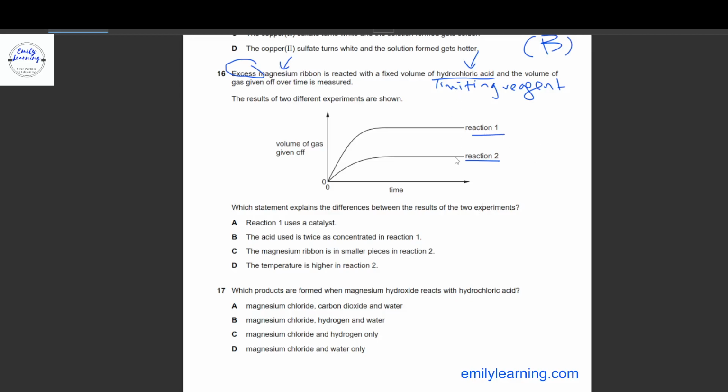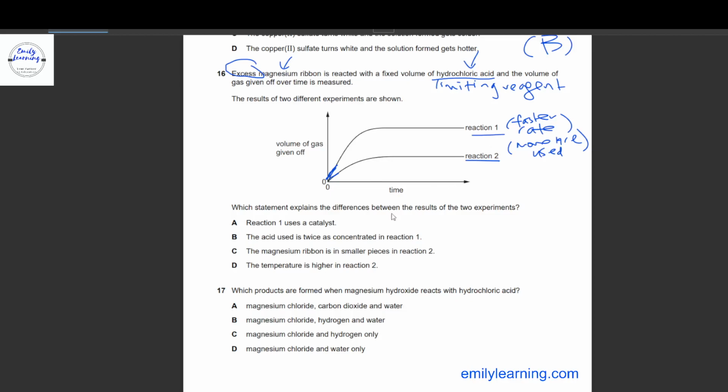Now coming back to the graph, what can we say about reaction 1 and reaction 2? If you look at reaction 1, the initial gradient is steeper than that of reaction 2. So reaction 1 has a faster initial rate than reaction 2. I also know that reaction 1 has more HCl used, because more gas is produced, so more limiting reagent was used.